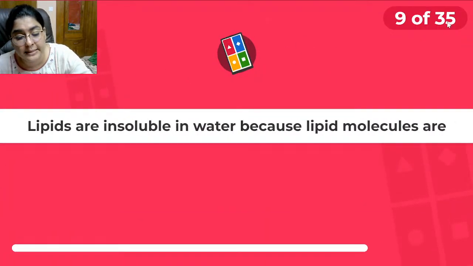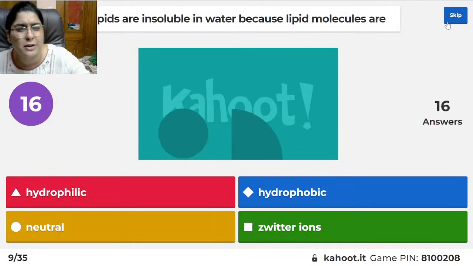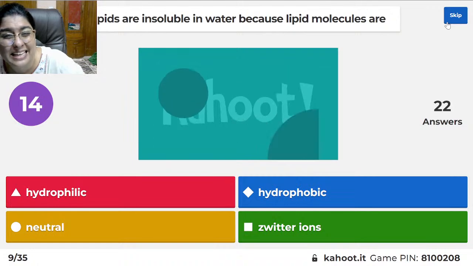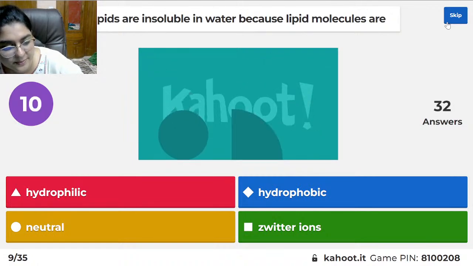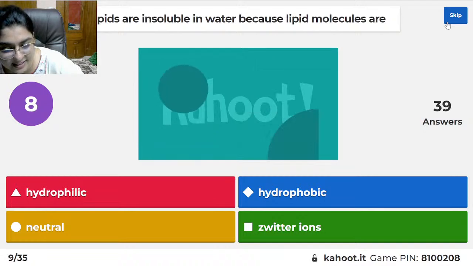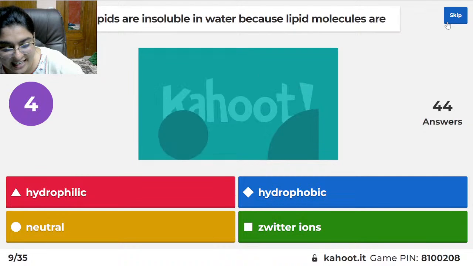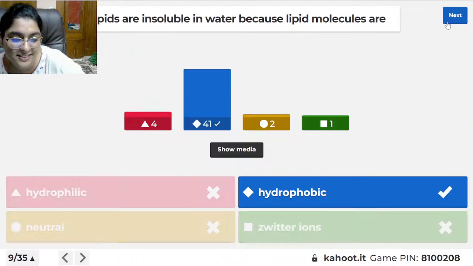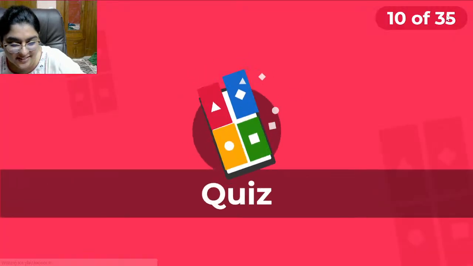Lipids are insoluble in water because lipid molecules are... What's the property of lipid molecules? Why don't they dissolve in water? What makes them insoluble? Why are they so scared of water? Because they are hydrophobic. They are scared of water. It was just basic.